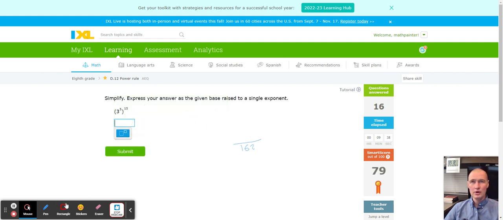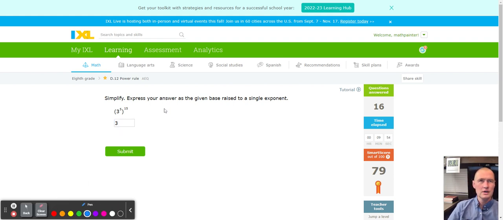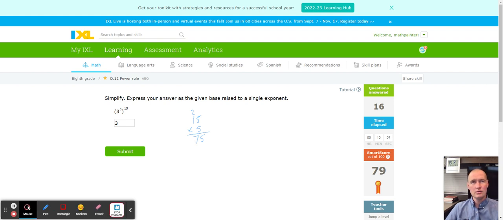All right, need one more point to 80, and we'll be done with this fabulous IXL. Let's see. We can do this in our head, actually. 3 and 5 times 15. It's a little bit of a stretch. Let's work that one out. So I got 15 times 5. 5 times 5 is 25. Carry the 2. 5 times 1 is 5, plus 2 is 7. So 75 for our exponent. So we got 3 to the 75th power.